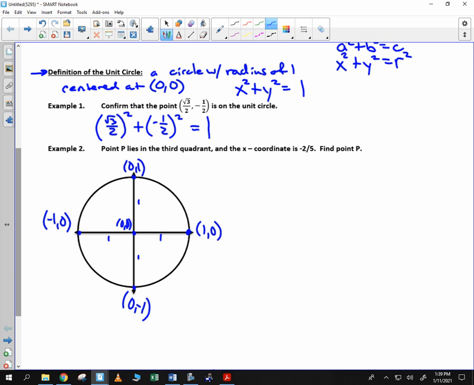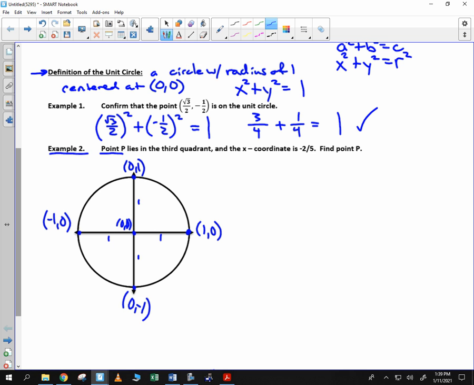The root of 3 squared is 3. 2 squared is 4. Negative 1 squared is 1, and 2 squared is 4. 3/4 plus 1/4 is 1. So therefore, it is on the unit circle. You end up dealing with a lot of fractions when it comes to the unit circle, so we need to get used to that. We're also going to look at example 2.